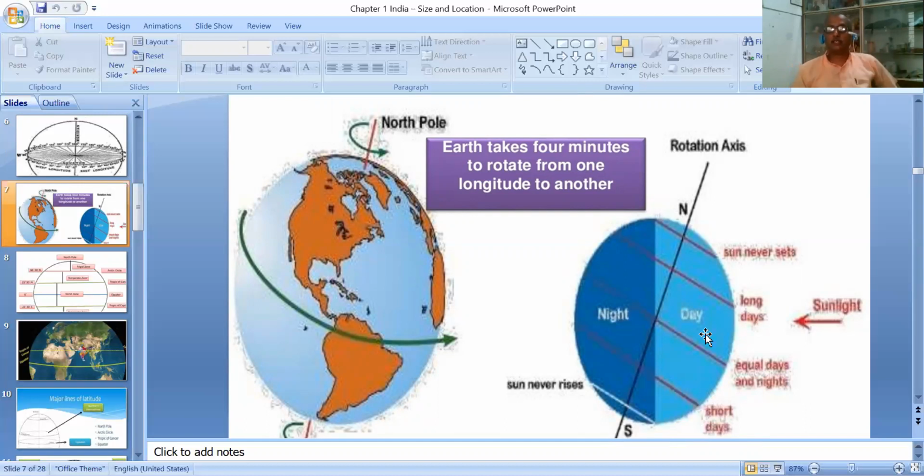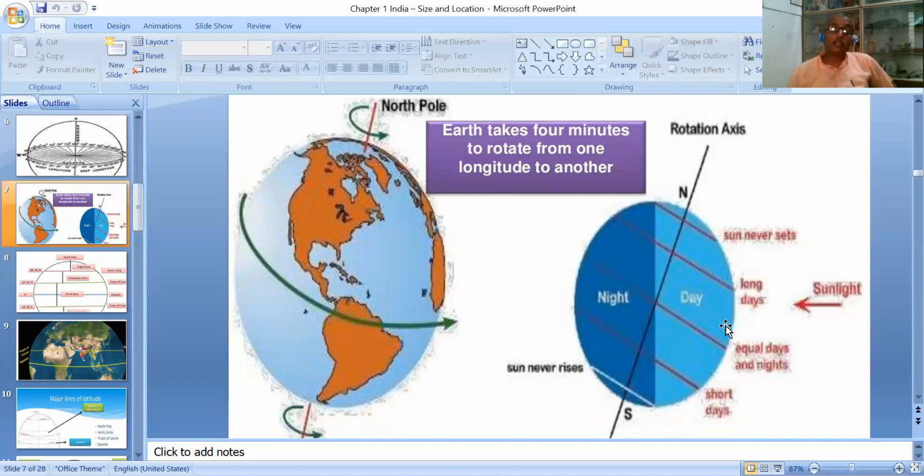So now let us understand, when it is rotating, how much time it takes. We can say Earth takes 4 minutes to rotate from one longitude to another. There are 360 degrees of longitude. To rotate one longitude, it takes 4 minutes. For 180 degrees, or 360 degrees, we have to make the calculation. Later we will come to that part.